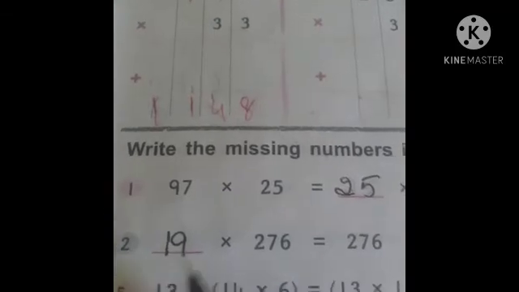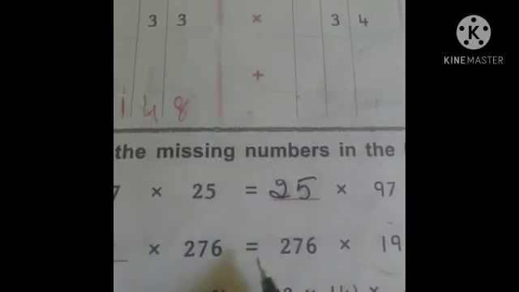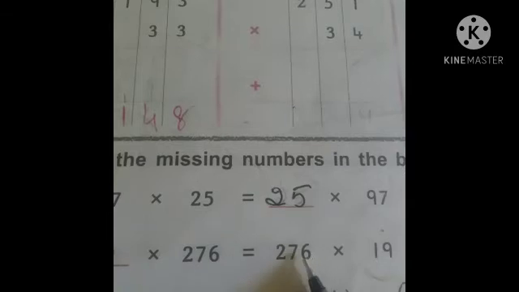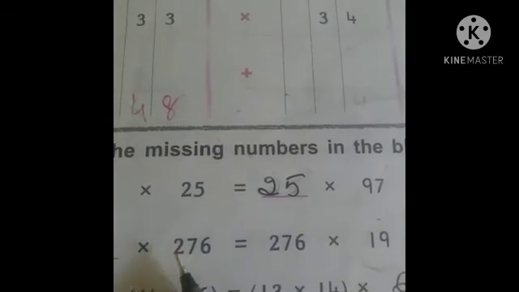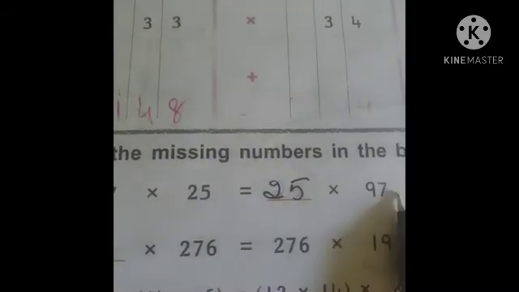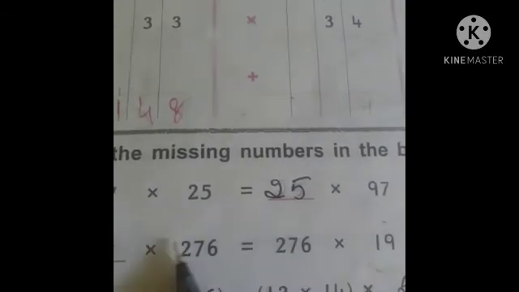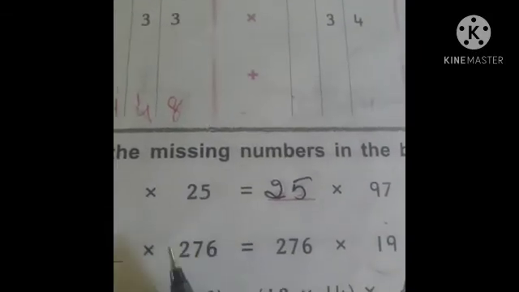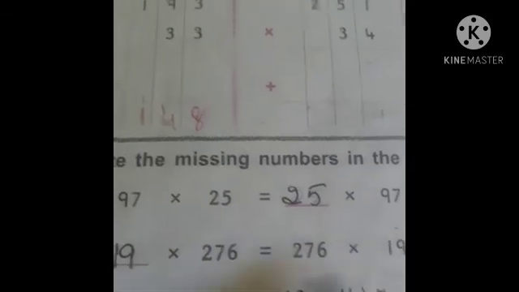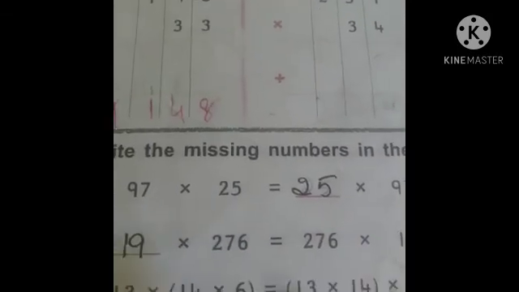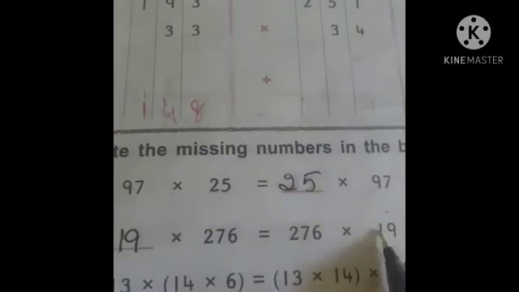Next, blank into 276 is equal to 276 into 19. Here, this is the LHS, left hand side, and this is the RHS, right hand side. On this side, 276 is there. So, we have to write 19 in the blank. When we write 19, both statements are equal.